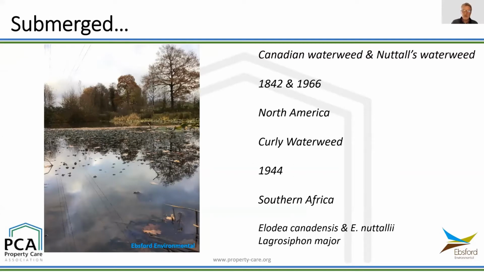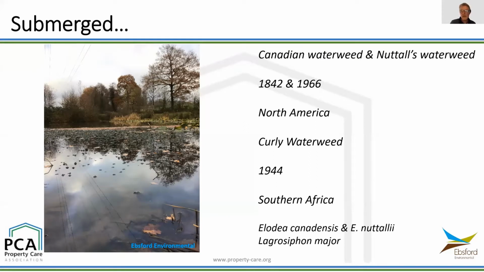So within the aquatic environment, we've got ponds, lakes, rivers, canals, etc. And some of the invasive weeds are what we call submerged weeds. Now, this includes species such as Canadian waterweed, or sometimes referred to as Canadian pondweed. That's quite a common one, and quite often it's a catch-all name for all of these sort of bottle brush looking species underneath the water surface. But there's also Nuttall's waterweed and curly waterweed.